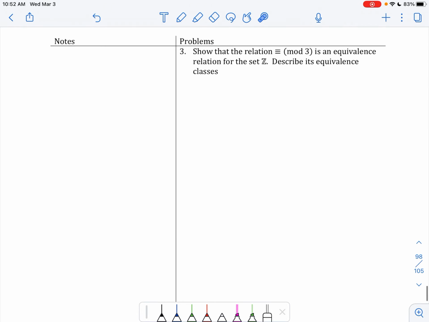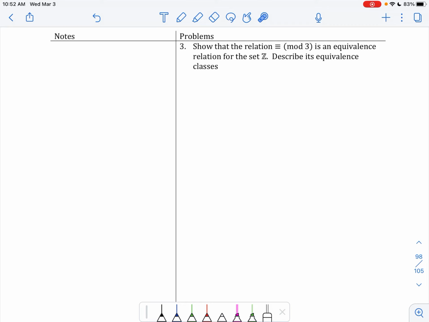Last example: show that the relation equivalent in mod 3 is an equivalence relation for the set Z. Describe its equivalence classes. So now the first thing we want to do is show that it's reflexive. Quick review: reflexive implies that x is equivalent to x in mod 3.